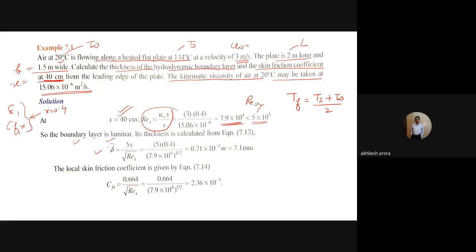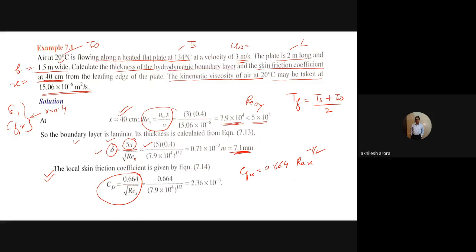Once the flow is laminar, we calculate the value of delta. We know that delta is given by 5 times x divided by the square root of the local Reynolds number. You can put all the values, and finally this is the thickness of the velocity boundary layer, and the local skin friction coefficient is given by this particular equation. I have told you, CFx is equal to 0.664 times the local Reynolds number raised to power minus 1 by 2.